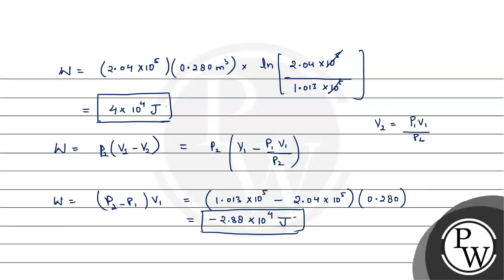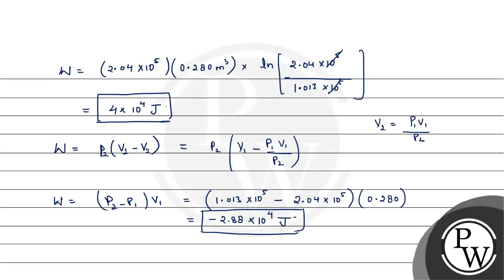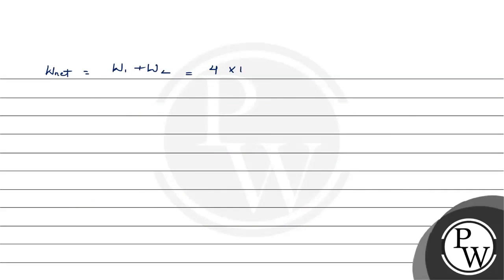Now let us find the net work done. W net will be equal to W1 plus W2. So this is W1 and this is W2. It will be equal to 4 into 10 to the power 4 joules minus 2.88 into 10 to the power 4 joules. So it will be equal to 1.12 into 10 to the power 4 joules. So this is the net work done after these cases by the air. So this is our final answer. Let's highlight it here.